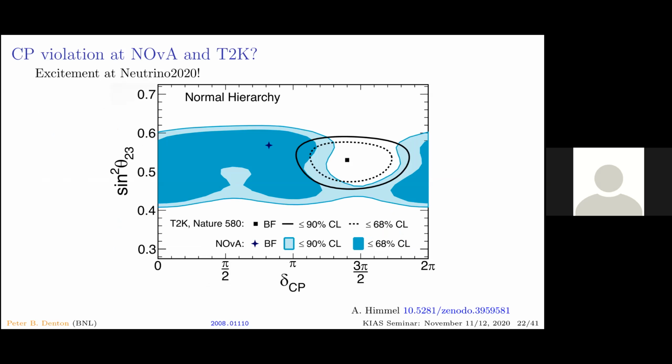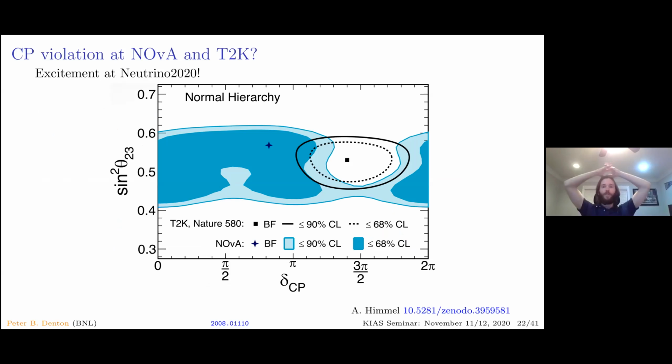Shifting to some more recent work that is also related to some similar topics I was just talking about, as you may know, there was a big neutrino conference a few months ago, Neutrino 2020, where NOvA and T2K released new data. These are the two state-of-the-art long baseline experiments. And this plot here shows what we've got.